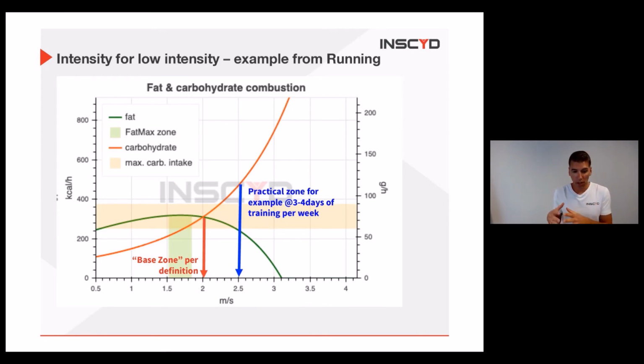But the more practical zone for a recreational runner who runs 3 to 4 times per week is much, much higher. And you can see this is far off fat max, and this is at a carbohydrate combustion rate which is much, much higher. So now, is that a problem? Or can we do this?